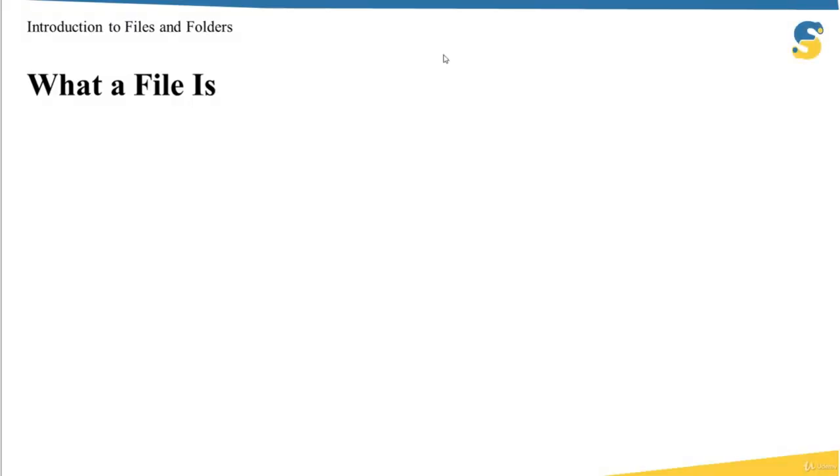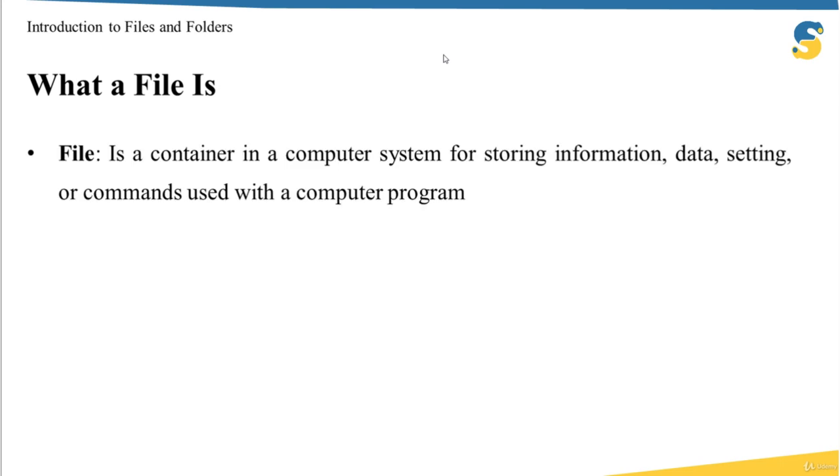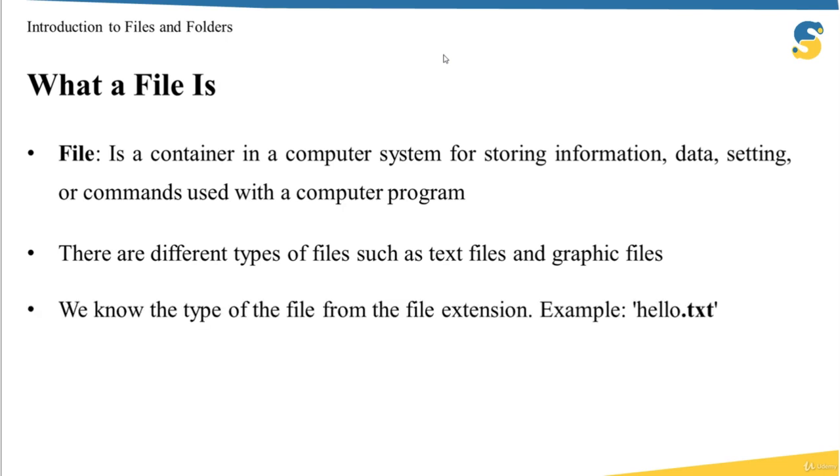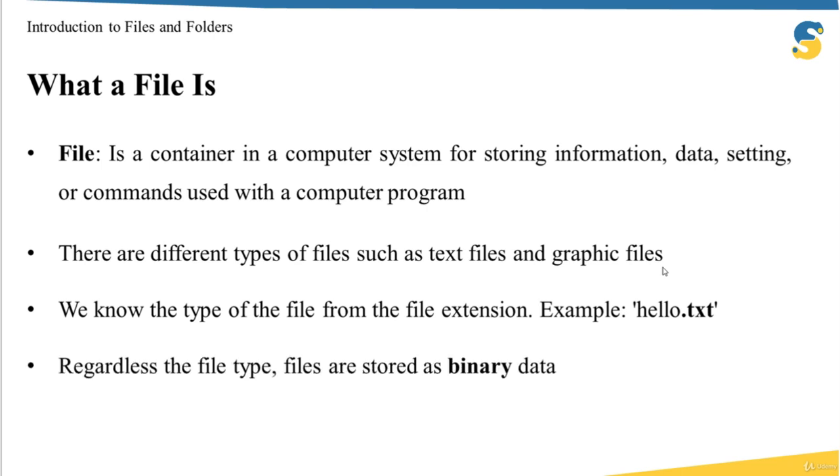First, let's start by defining what a file is. A file is a container in a computer system for storing information, data, settings, or commands used with a computer program. So in simple words, we can say a file is a container for data. Usually, in our operating systems, we deal with different types of files, like text files and graphic files. If we want to know the type of a file, we simply look at the extension of that file. So for example, if the file name is hello.txt, we know that this file is a text file. You have to know that regardless of what the file type is, files are stored as binary data, 0 or 1.